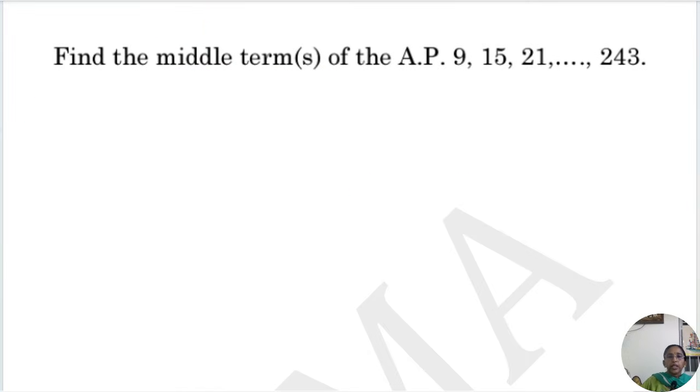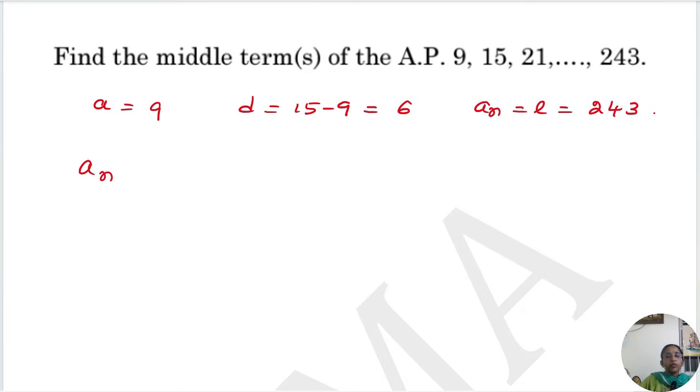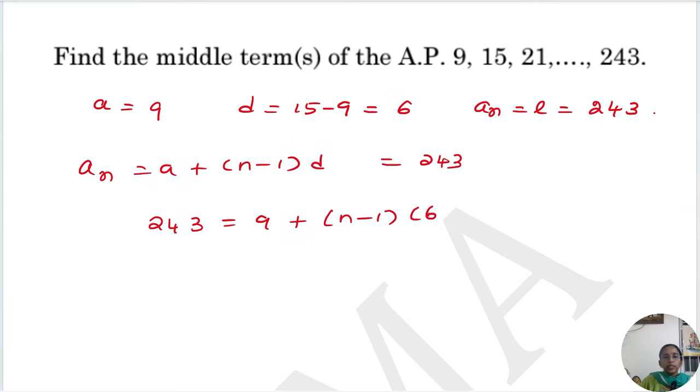Find the middle terms of the AP 9, 15, 21 up to 243. Our A value is 9 and D is 15 minus 9 which is equal to 6, and An is equal to L is equal to 243 in this. So we know the formula An is equal to A plus (N minus 1) into D, which is given as 243 here. So 243 is equal to 9 plus (n minus 1) into 6. From here we can solve our n value.